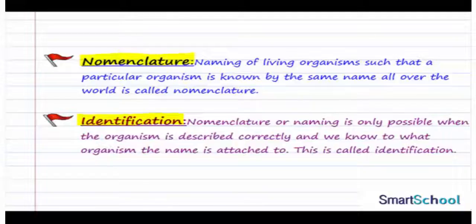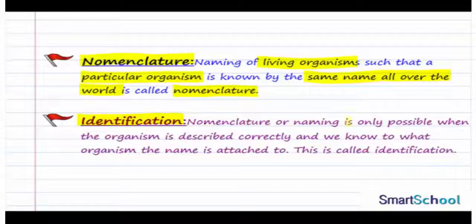First, nomenclature. Naming of living organisms such that a particular organism is known by the same name all over the world is called nomenclature. So what is nomenclature? It is the naming of the living organisms so that the same name is there for the organism all over the world. And what is identification?